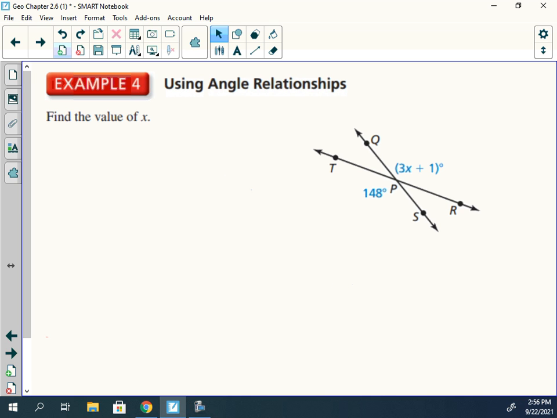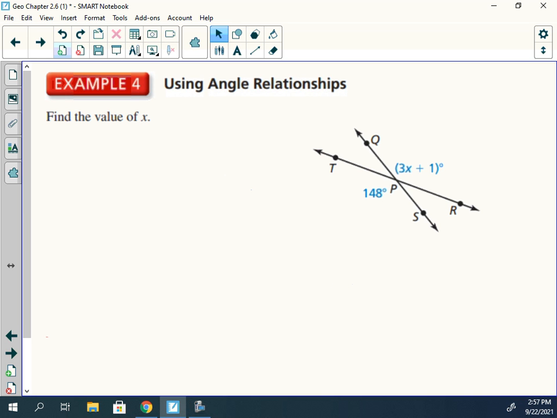What do we know about those two angles? Logan, what do we know about these two angles? They are what type of angles? Yes, they are vertical angles. So it means those two angles are congruent. They're the same, yes?